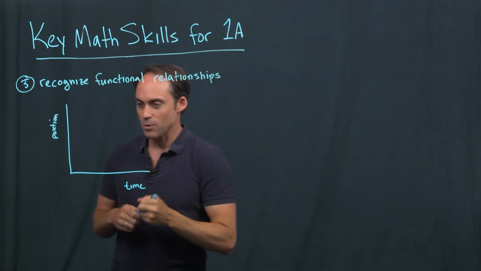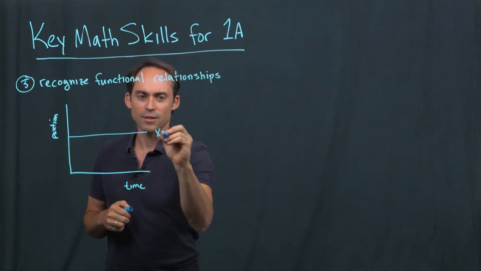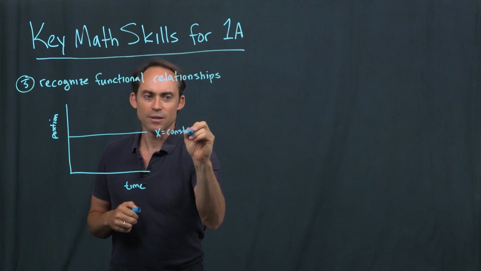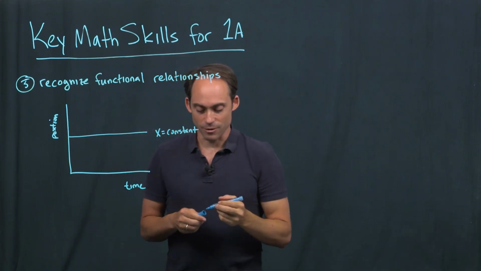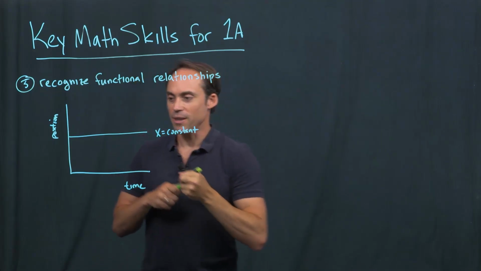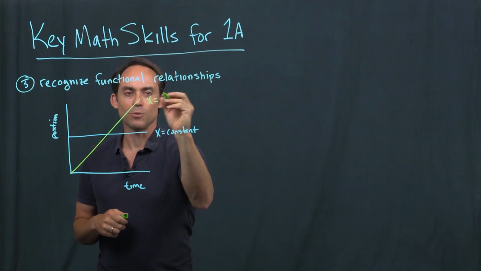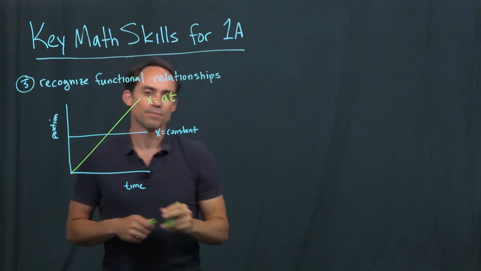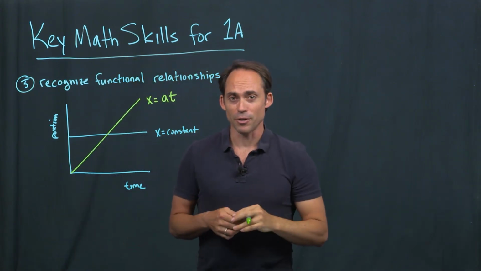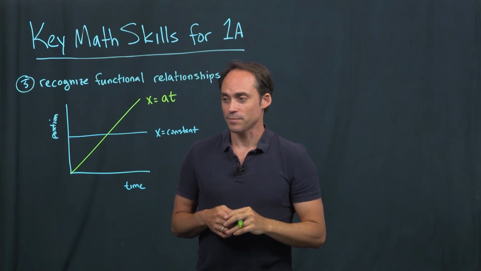Of course, the most basic one is if you just have a constant value, right? X equals constant. Something that doesn't change in time at all. It's just a straight horizontal line. We can, of course, have more complicated things, for example, a linear relationship: x equals a times t. This would be a case of constant velocity, where the position just changes linearly with time.